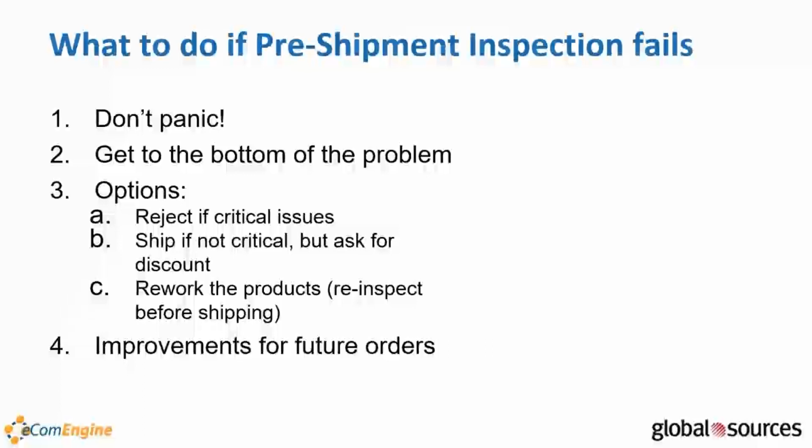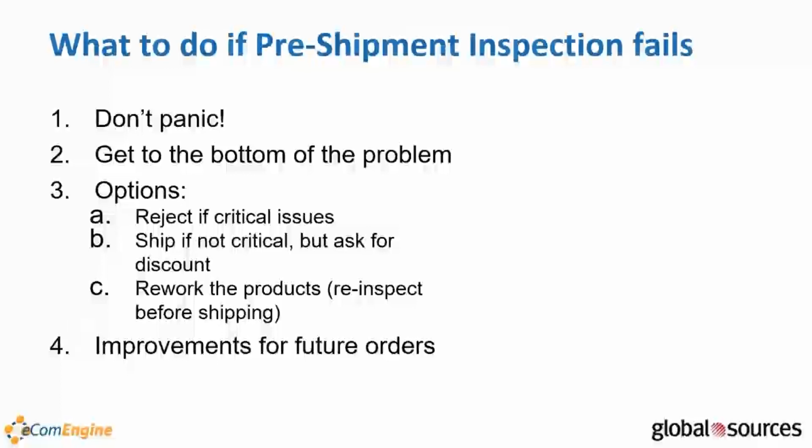So what are the options that you have? One option is to reject the shipment altogether if the issues are critical. But the supplier might resist this, especially if your product specifications were not clear in the first place. And this is why it's really so important to get your product specifications clear before you place the order with the supplier. Don't leave anything to chance.